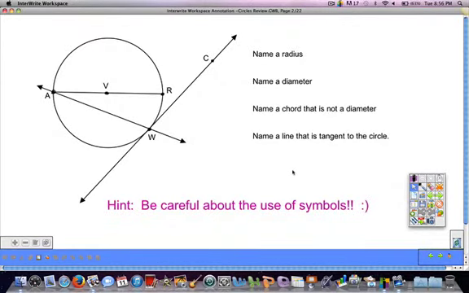Okay, remember to hit pause, name a radius, a diameter, a chord that's not a diameter, and a line that is tangent to the circle. Be very careful about your symbols, and I'll explain that in just a minute. Hit pause, I'll give you a couple of seconds, and then I'm going to keep going.